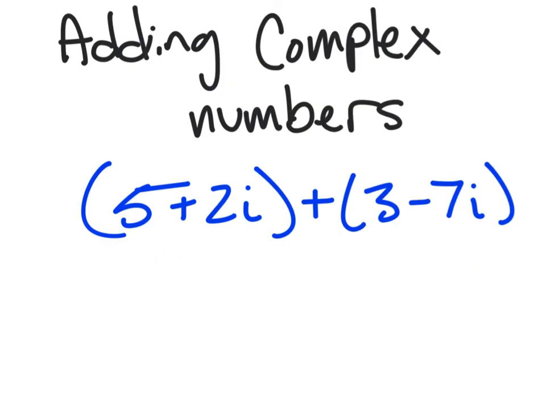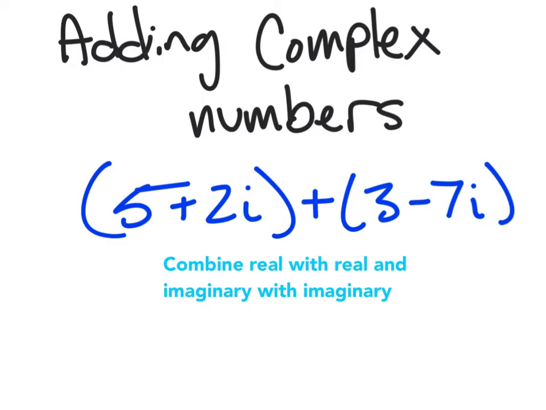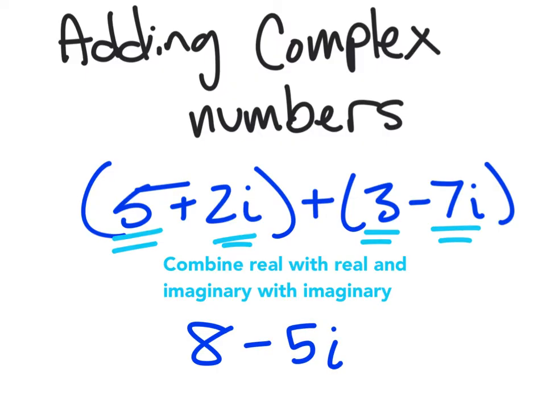Adding complex numbers. To add, you simply combine the real with the real and the imaginary with the imaginary. So my real portions are this 5 and 3. So 5 plus 3 is 8. And then 2i plus -7i is -5i.